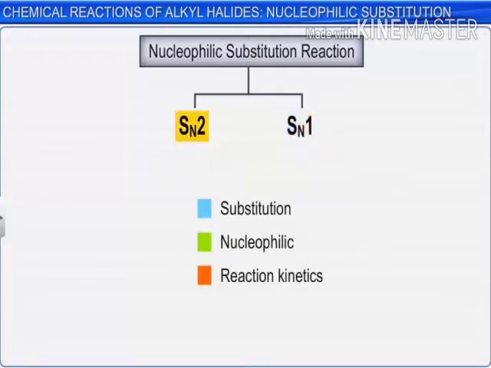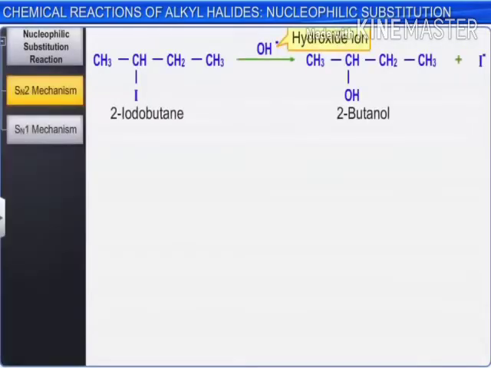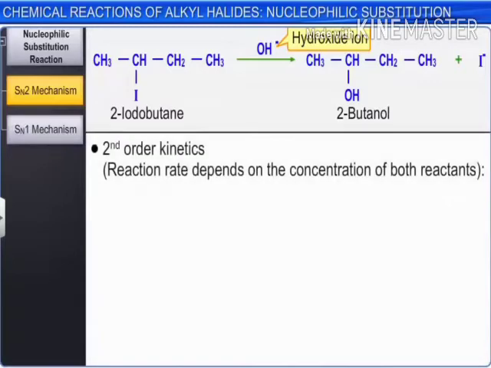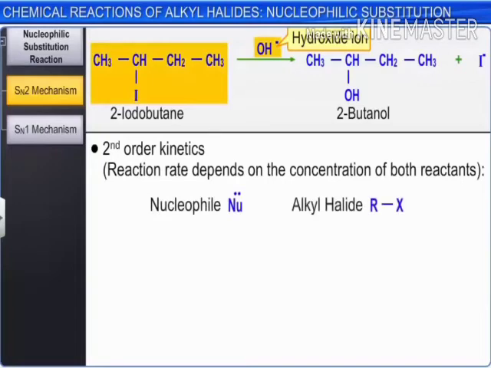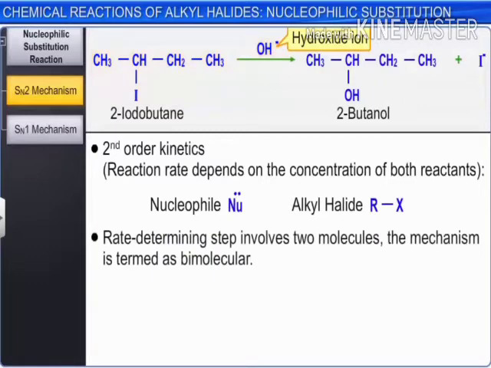Let's start with the Sn2 reaction. The reaction between 2-iodobutane and hydroxide ion to yield 2-butanol is an example of an Sn2 reaction. This reaction follows second-order kinetics, meaning that the reaction rate depends on the concentration of both the nucleophile and the alkyl halide. As the slow step or rate-determining step involves two molecules, the mechanism is termed as bimolecular.